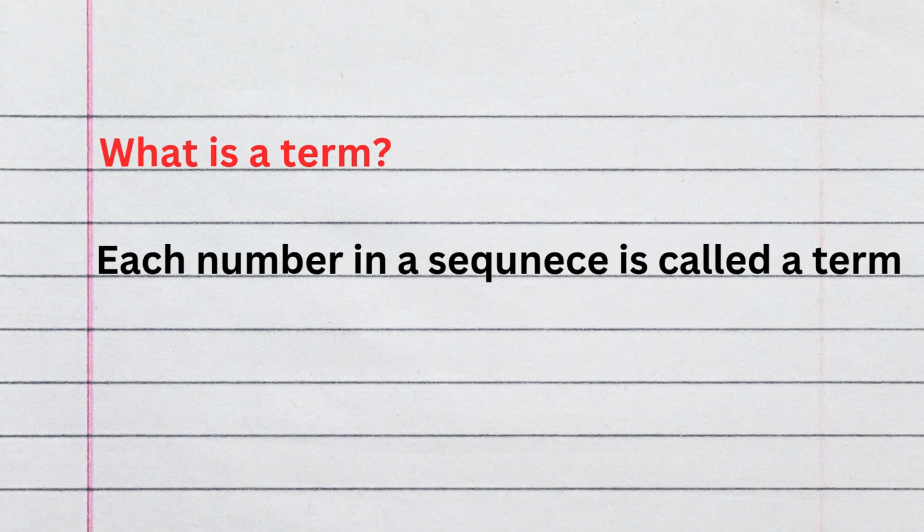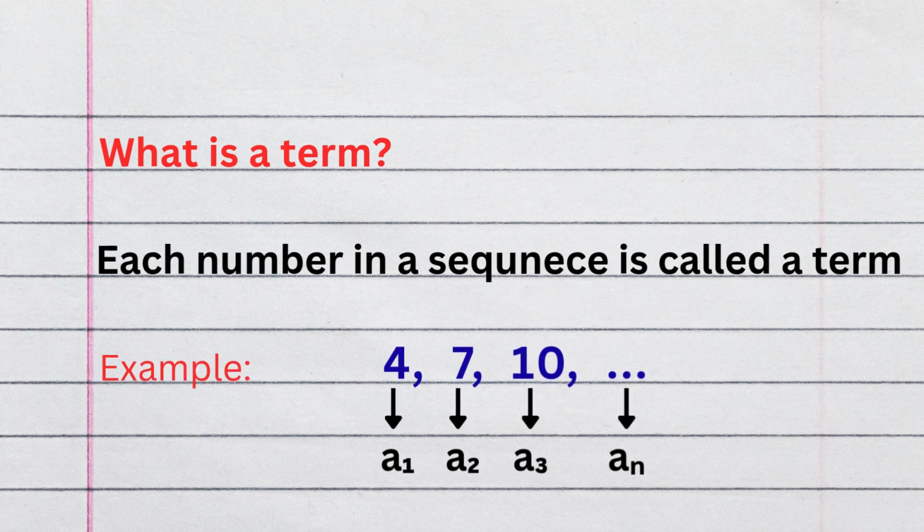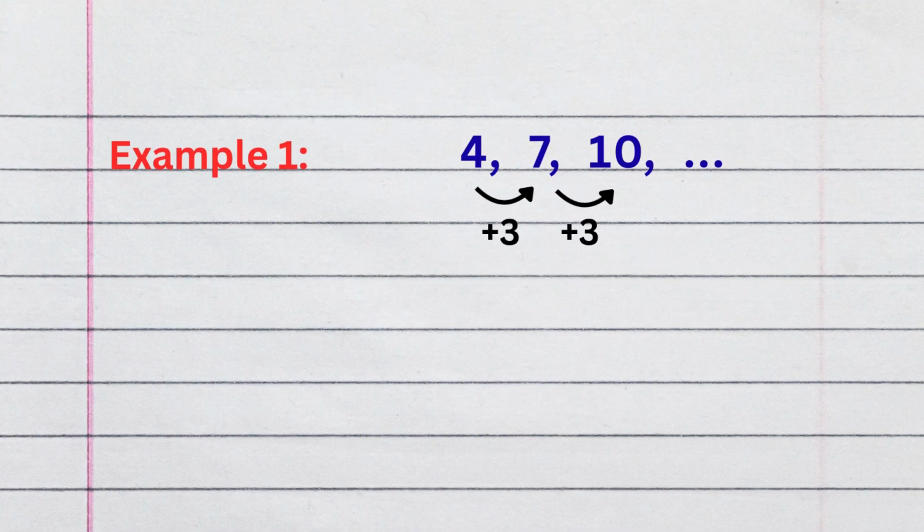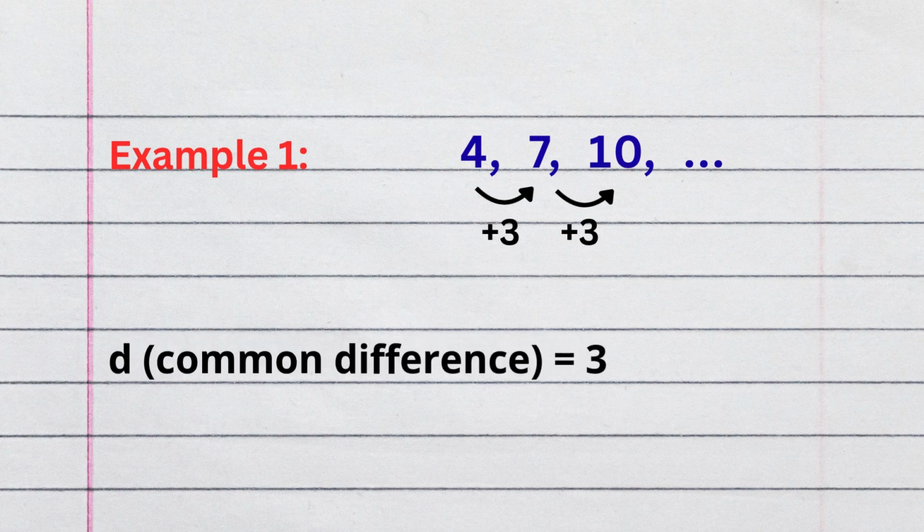Each number in a sequence is called a term. For example, the first number is the first term, the second number is the second term, and so on. Take this example, 4, 7, 10, and so on. The first term is 4, the second term is 7, and the third term is 10. As we can see, each term adds up by 3. So the common difference, or d, is plus 3.